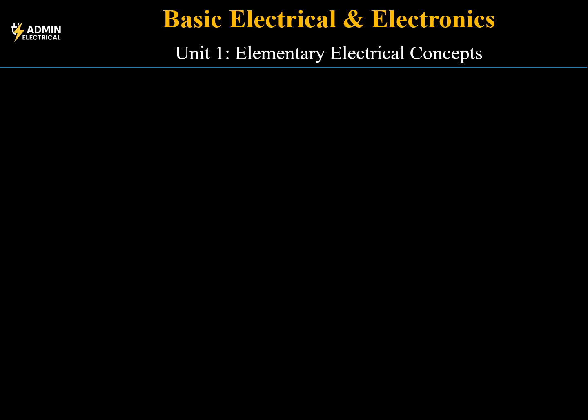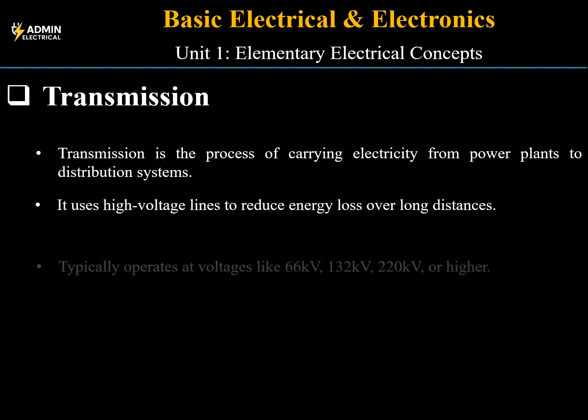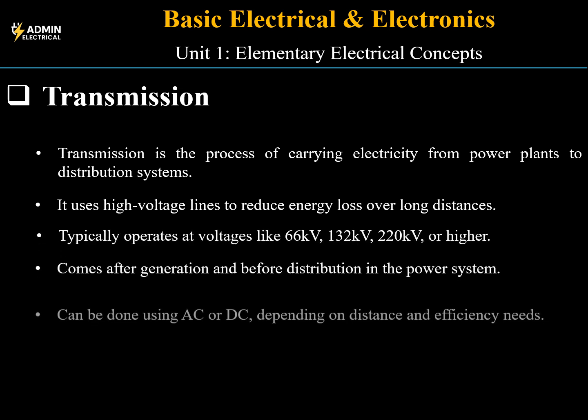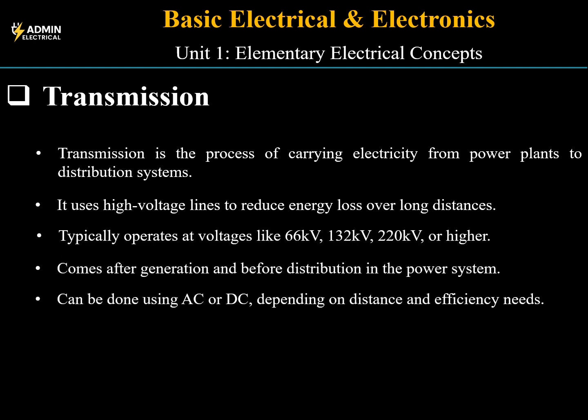Let's start with the basics. Transmission is the process of carrying electricity from power plants to the distribution systems that supply homes and industries. It happens at very high voltages like 66 kV, 132 kV to 220 kV, or even higher. Why high voltage? To reduce energy loss when electricity travels long distances. Transmission happens after generation and before distribution, and it can be done using either AC or DC, depending on the need.